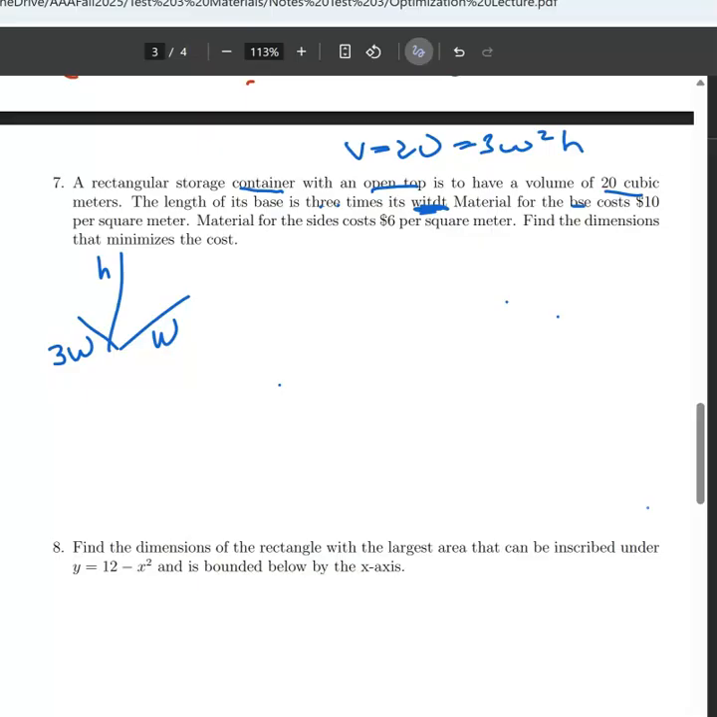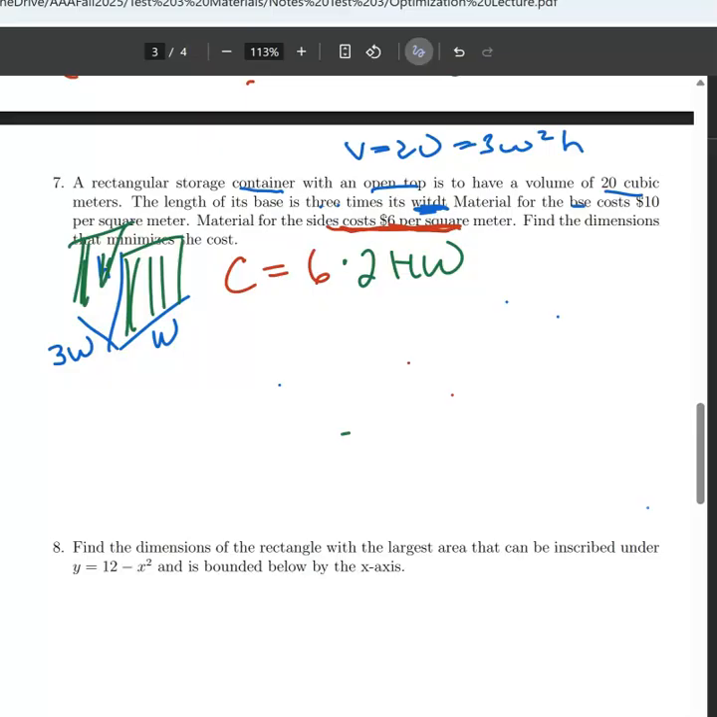last problem. Now we got to take into account how much things cost. Okay, so the cost for each of the sides is $6 per square meter. So $6, and then let's do the area of these guys. So I would have 2WH, right? That side, and then the one back here. And then let's do this side here. So this side here would have area 3WH, and I'd have 2 of them.